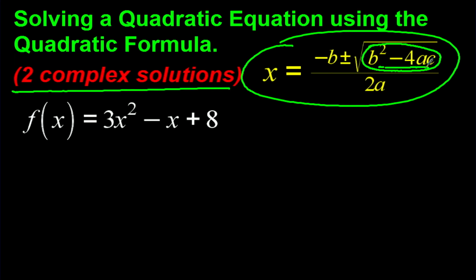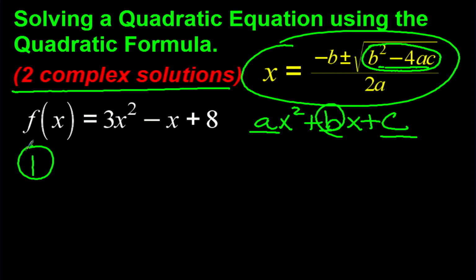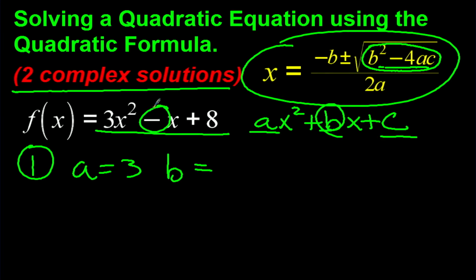Now, where I get a, b, and c, I go to standard form, which was ax squared plus bx plus c. A is my leading coefficient, b is my secondary coefficient, and c is my constant term. So the first step is I identify a, b, and c from the equation. So in this case, a is going to equal 3, b is going to equal, notice I do not have a number there, so that's understood to be negative 1, and c is equal to 8.